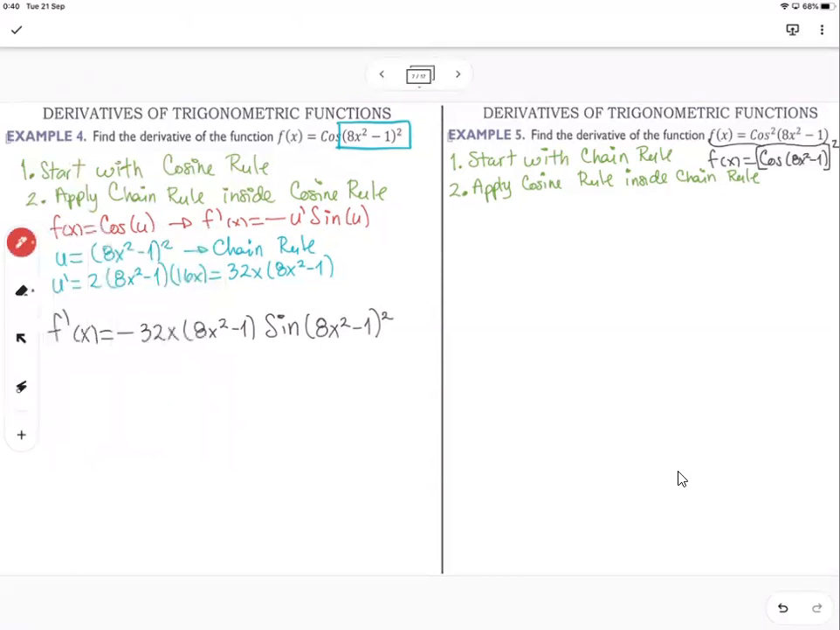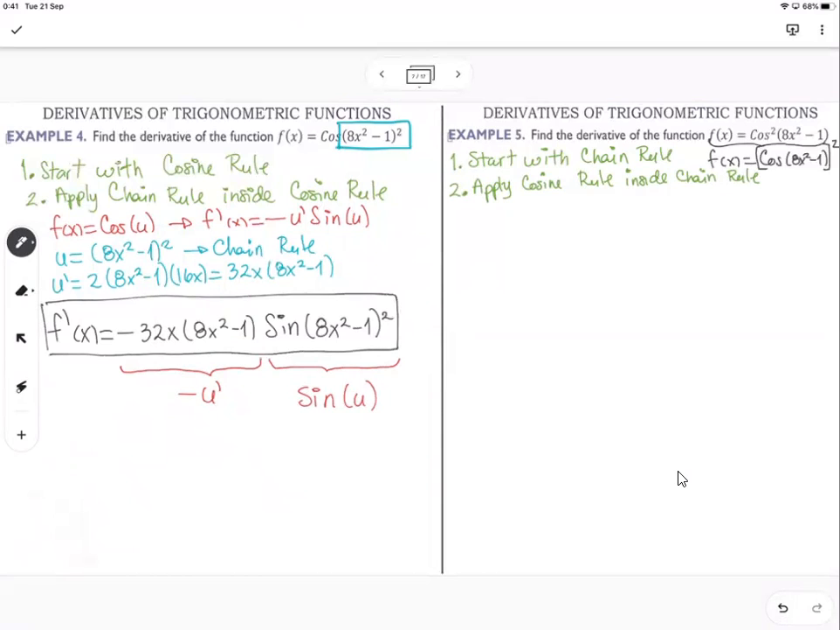Okay, just to show you, this is minus u prime, and this is sine of u. I'm just following the rule, okay? And that's all. Don't do distributive property because you don't do the factorization. Remember, you must give answers in factor form as always, okay? That's it. What about the other problem?